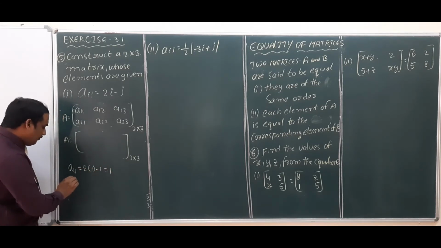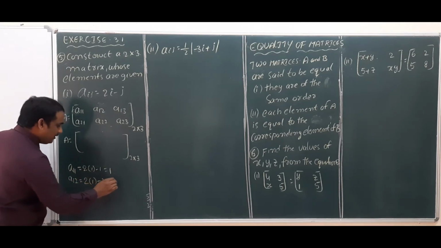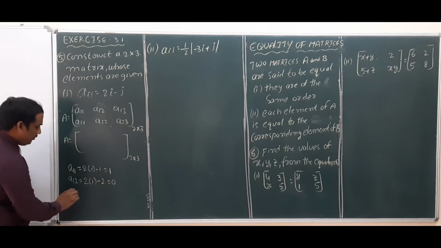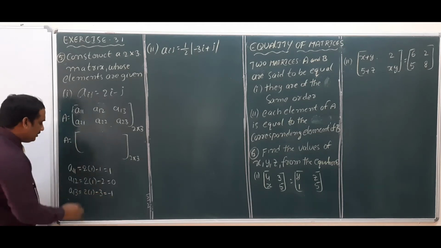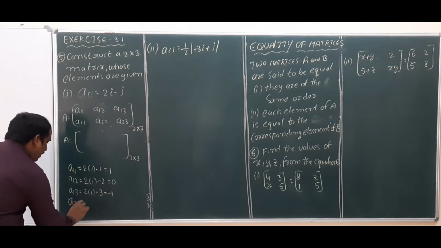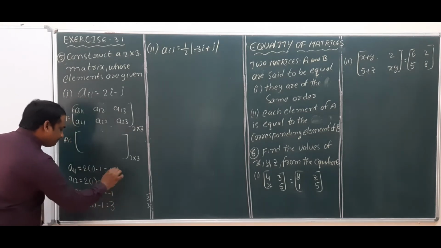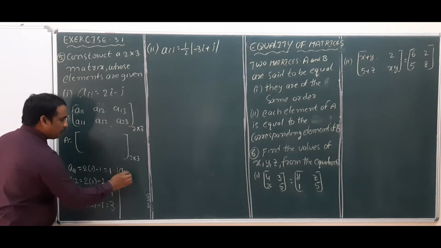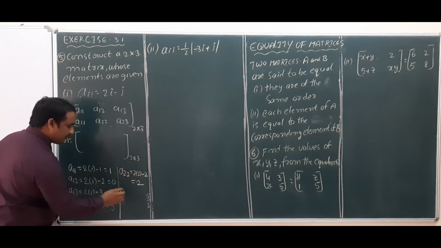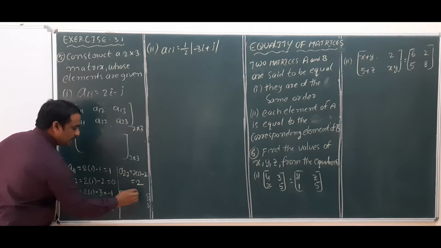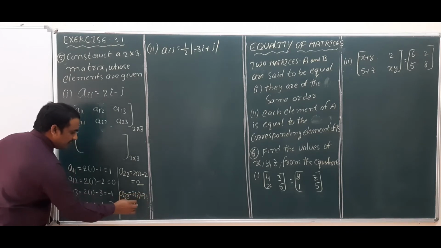Next one, A of 12: 2 into 1 minus 2, value is 0. Next one, A of 13: 2 into 1 minus 3, value is minus 1. Next one, A of 21: 2 into 2 minus 1, 2 twos are 4 minus 1 is 3. Same thing, A of 22: 2 into 2 minus 2, 4 minus 2, value is 2. Next one, A of 23: 2 into 2 minus 3, 2 twos are 4, minus 3 is 1.